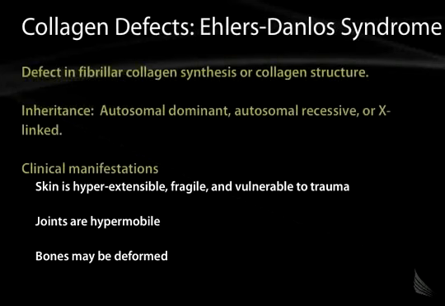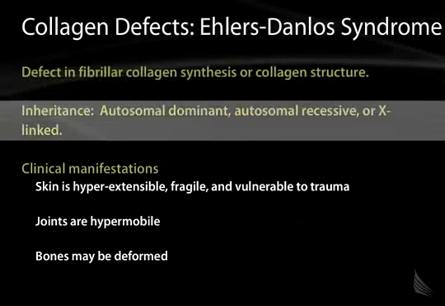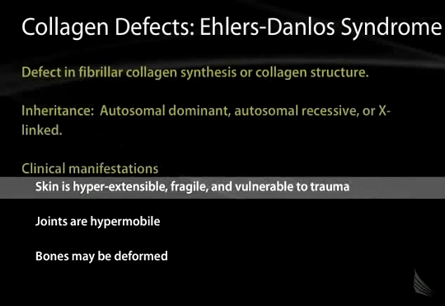Now, there are also some genetic defects in collagen. One of these is Ehlers-Danlos syndrome. Ehlers-Danlos syndrome is a very heterogeneous constellation of defects in fibrillar collagen synthesis or structure. Because it's heterogeneous, it can be inherited in an autosomal dominant, autosomal recessive, or X-linked fashion. And it gives clinical manifestations of collagen defects. The skin is hyperextensible, it's fragile and very vulnerable to trauma. It doesn't heal very well.